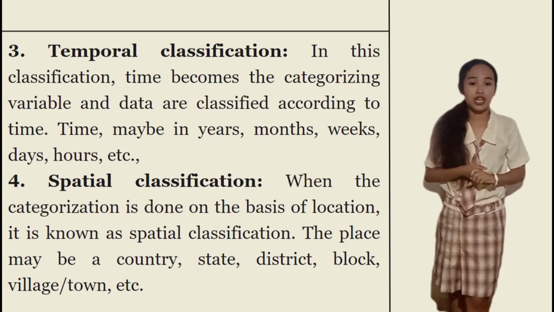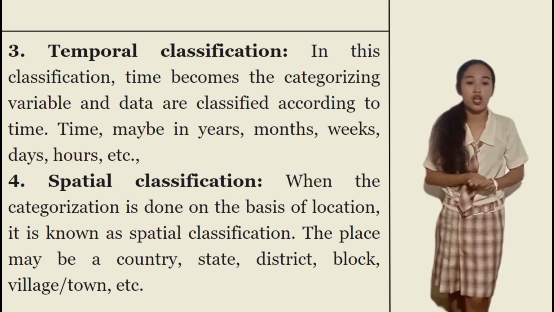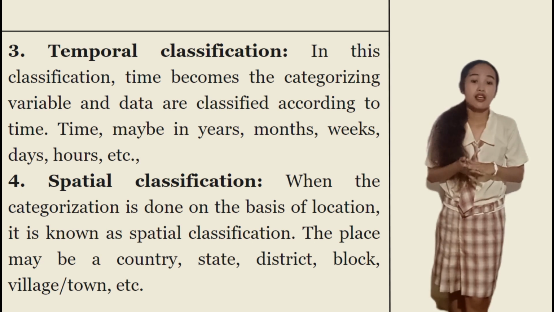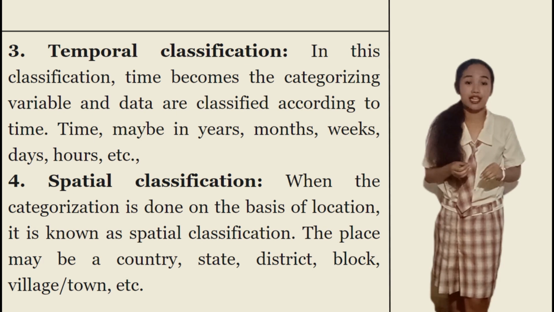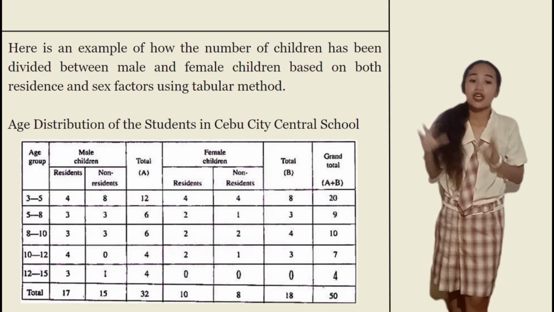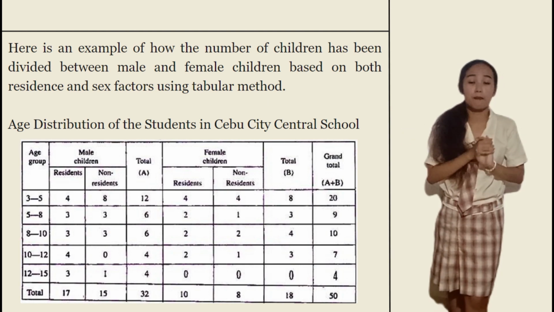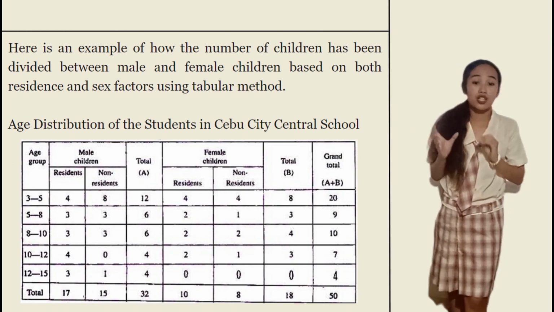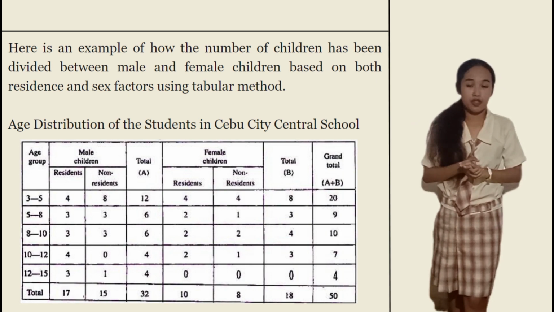In spatial classification, the categorization is done on the basis of location, so it is known as spatial classification. The place may be a country, state, district, block, village, or town, etc. Here is an example where the number of children has been divided between male and female children based on both residence and sex factors using the tabular method.